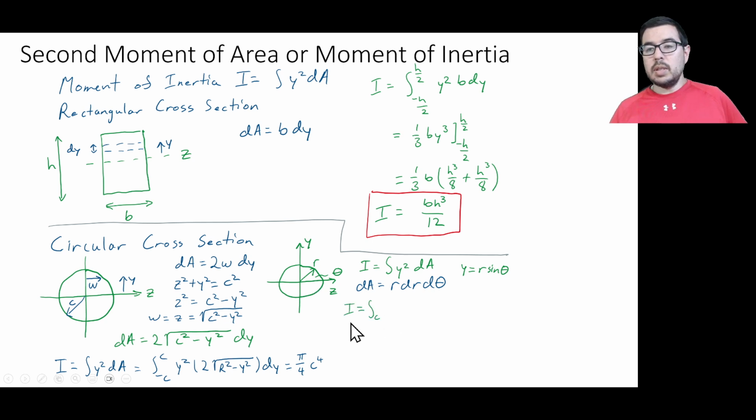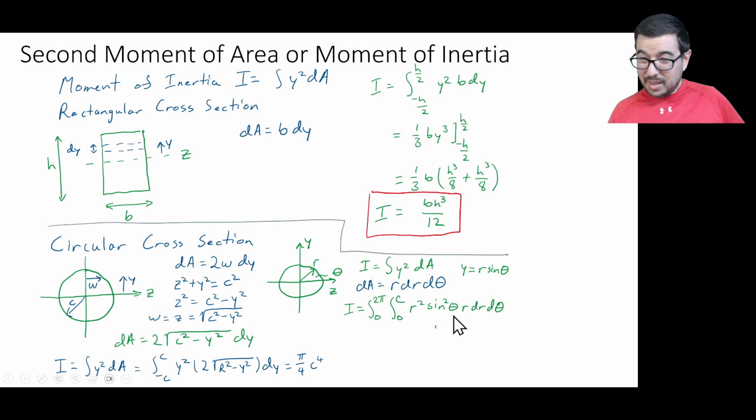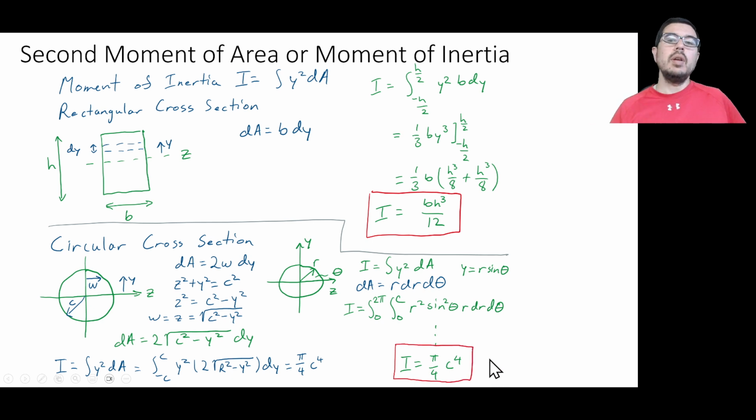And we're going to do this integral from 0 to 2 pi, and then 0 to the radius, c, right, that's over here. And we have r squared sine squared of theta times r d theta, right? So y plugged in there. And when you calculate this out, once again, you get that the second moment of area is pi over 4 c to the fourth.